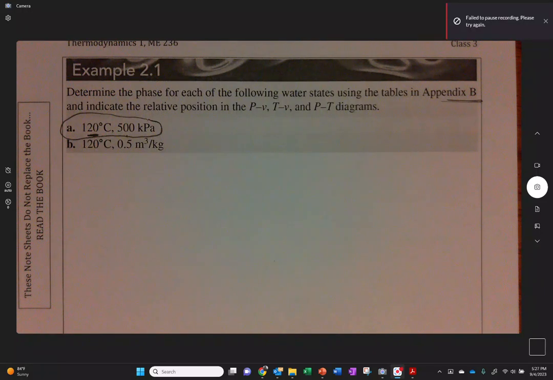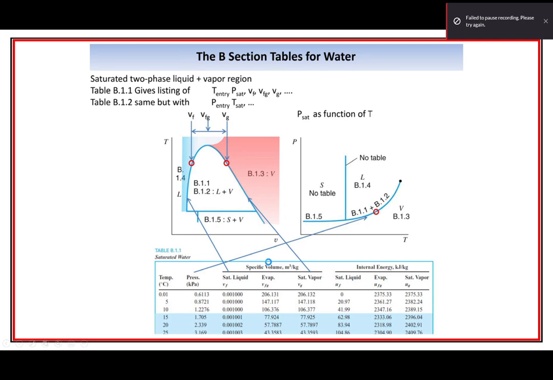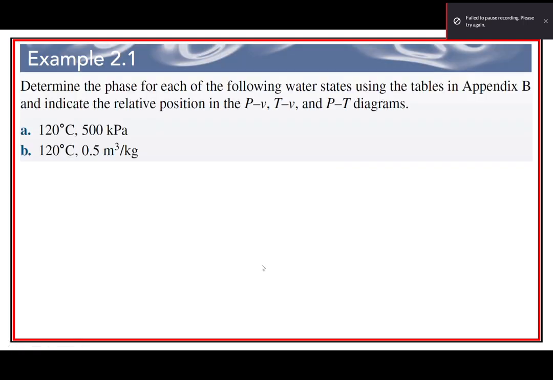Okay, so here we're going to continue on with what we had in the last class, where I left off in the last section right here. Here's this example. We're going to determine the phase for each of the following water states using the tables there and indicate the relative position in the PV, TV, and PT diagrams.